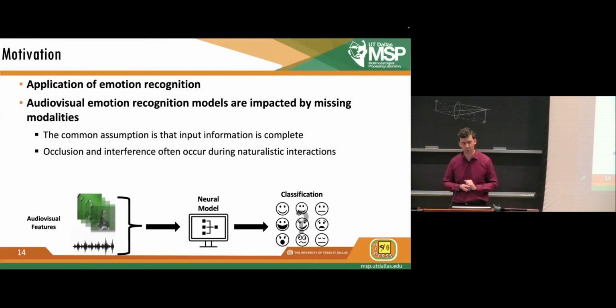We use transformers and auxiliary tasks. The motivation for this: we were going to apply it in the context of emotion recognition. These models often assume that you have perfect data. You have speech, you have face, and then you process. In reality, sometimes I'm listening, so I'm not speaking. Sometimes there's noise that prevents the audio from being used. Sometimes I'm not looking straight at the camera, so my information is partial. So how do you deal with these cases?